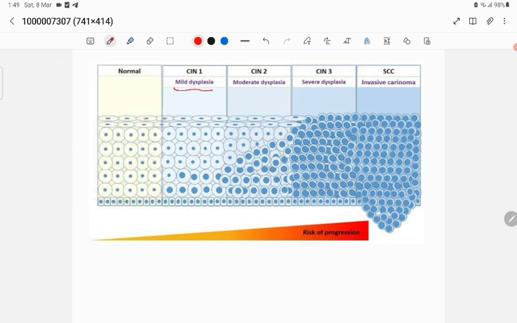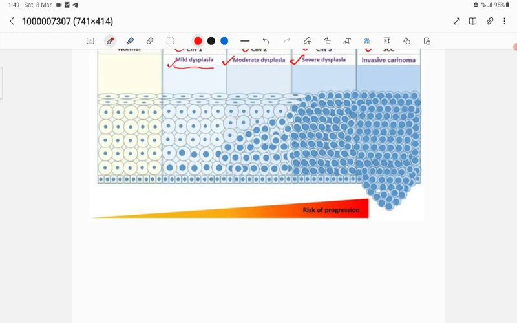Okay, you should know CIN1 is mild dysplasia, CIN2 is moderate dysplasia, CIN3 is severe dysplasia, and invasive is squamous cell carcinoma. Okay, we'll discuss today the percentages in the natural history of the CIN lesions. That means the disease regression, the disease persistence, the progression, and the invasion to squamous cell carcinoma. Okay, what is the percentage?